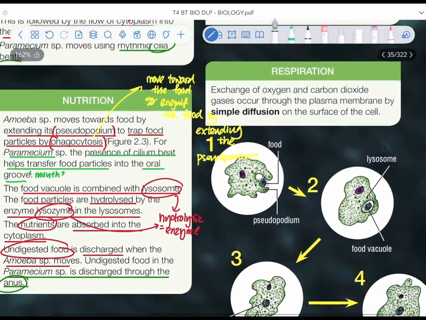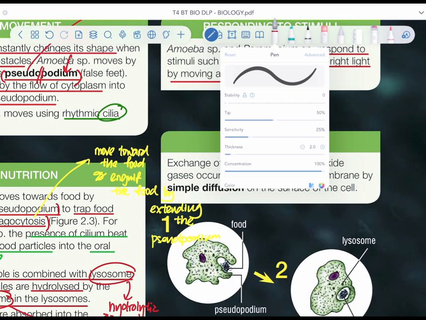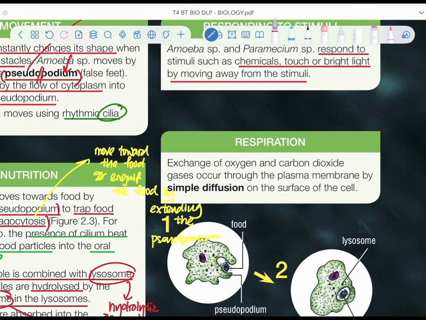Yeah, just like that. Okay, so for the fourth life process, which is respiration, the exchange of oxygen and carbon dioxide occurs through the plasma membrane by simple diffusion, because they are unicellular organisms. So they don't have complex organs such as humans, who have lungs to breathe in oxygen and breathe out carbon dioxide. But for unicellular organisms, since they are only one cell, they can just easily get the gas by simple diffusion.